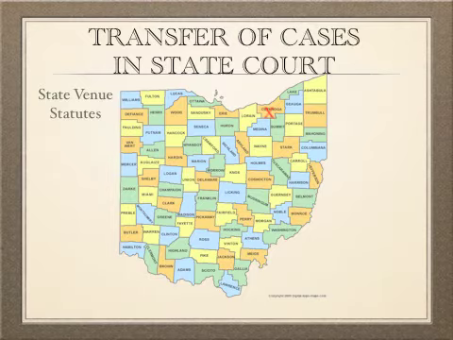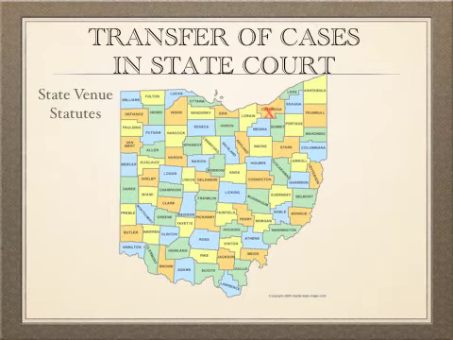As you can see from both this picture and the one we saw on our previous slide, transfer of venue occurs within the same sovereign entity. So transfer within the federal system from one federal district court to another occurs within the same sovereign entity, the federal system itself. State venue statutes permit transfer within the sovereign entity of the state.